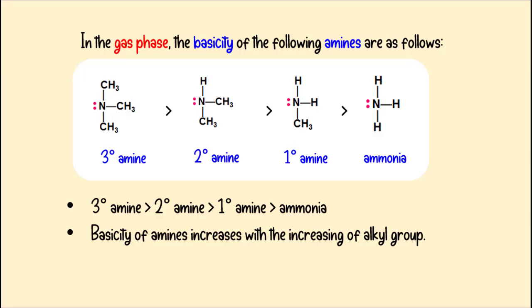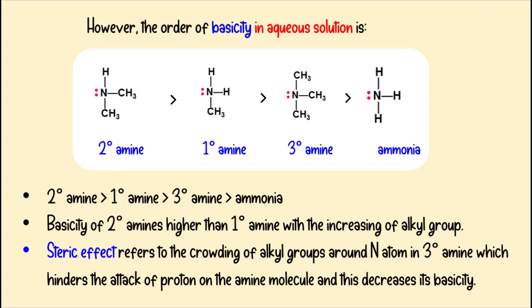For the inductive effect, which is the presence of the electron donating group, we are going to divide it into two conditions. The first one is in the gas phase. In the gas phase, the tertiary amines has higher basicity compared to secondary amines, and then followed by primary amines, and then ammonia is the least basic. This is due to the presence of the alkyl group. Basicity of amines increases with the increasing of alkyl group. However, in aqueous solution, the basicity of amines is arranged as follows. Secondary amines is more basic than primary amines, and then followed by tertiary amines, and then ammonia is the least basic.